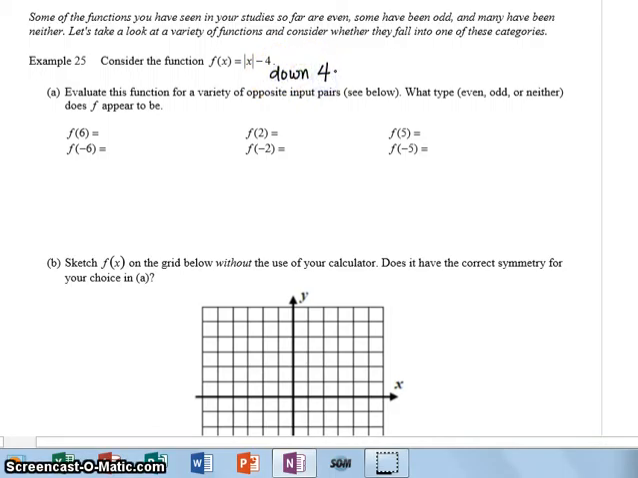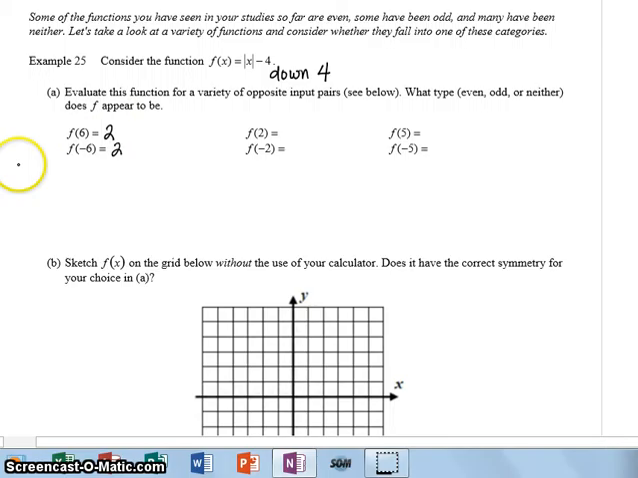Okay, that's like my D and C bad. Evaluate this function for a variety of opposite inputs. See below what type: even, odd, or neither. Okay, so ready? If I put 6 in, I get 2. If I put -6 in, I get 2.